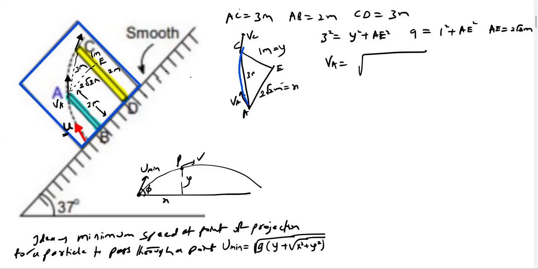This length is 3 meters. Okay, now we'll apply the formula: g into y, where y will be 1 meter, 1 square, 1 plus root of. I'll call the same formula. Let me write it: g into y plus, substituting all the values. g will be 10. Value of y will be 1, root of 1 square.